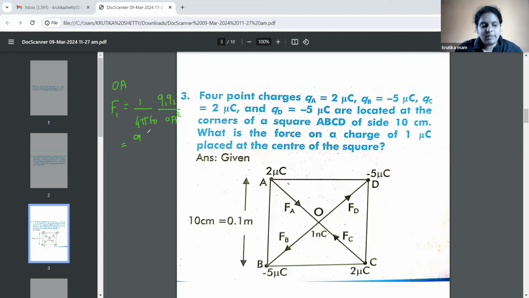1 upon 4 pi epsilon naught is 9 into 10 raised to 9, and the charge is 2 into 10 raised to minus 6, and at the center also you take it as micro, so it is 1 into 10 raised to minus 6. This is divided by OA square, and OA is 5 root 2 into 10 raised to minus 2, the whole squared.